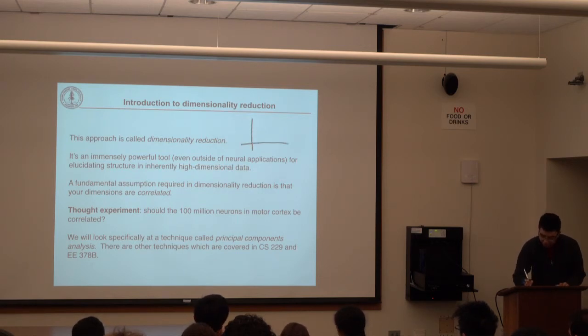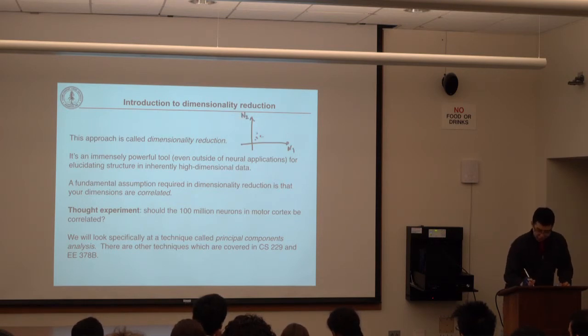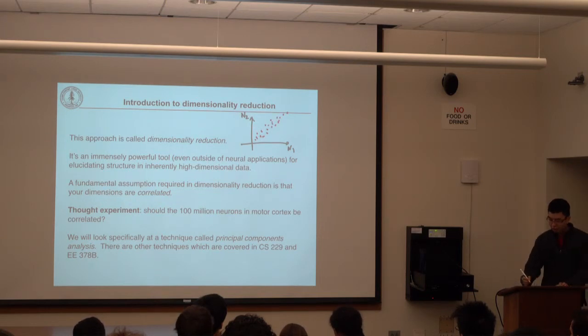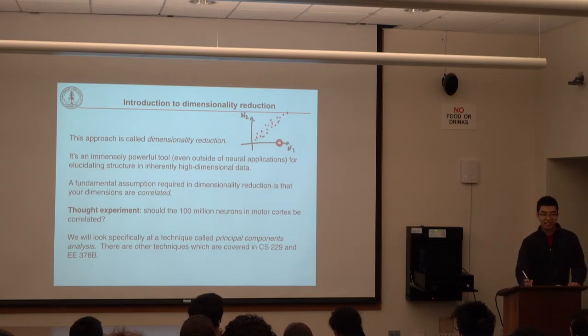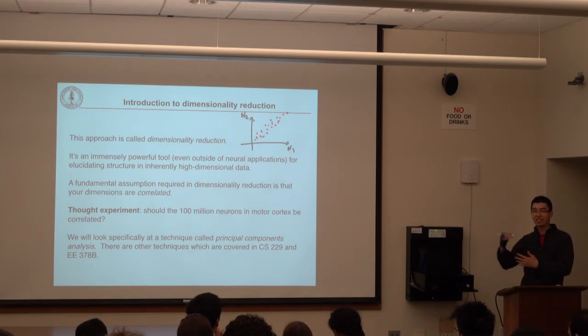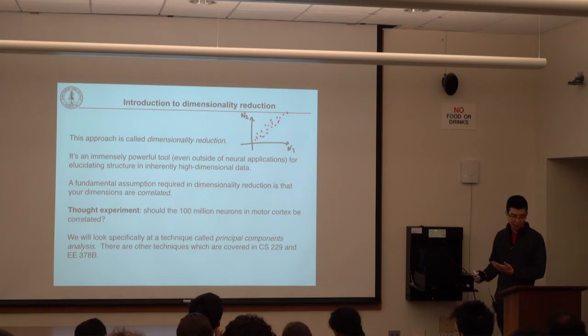If we have here neuron 1 and neuron 2, if the data looks like a line going like this, then knowing neuron 1 basically tells me all I need to know about neuron 2. If neuron 1 is firing high, then I know that neuron 2 is firing high. And so the system is inherently a one-dimensional system.